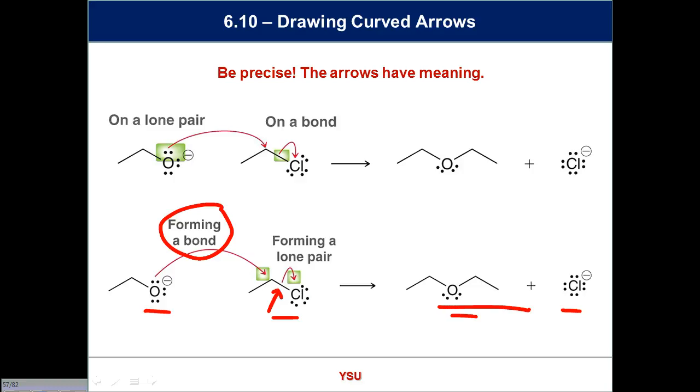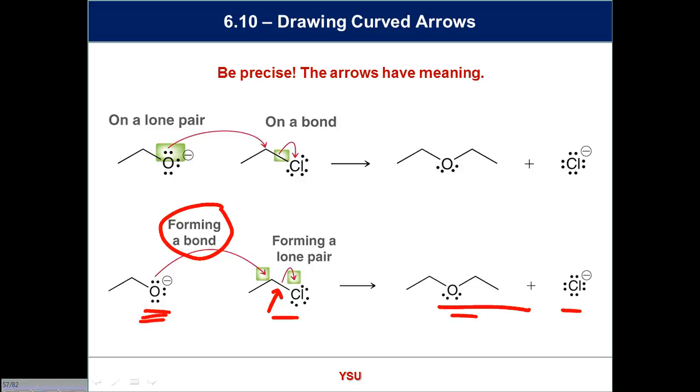Say again? Chlorine is larger than oxygen, which means what? It's better at handling a negative charge. So much of what we'll do here is based on that. Where do you want your negative charge to be? You know this is a very powerful reagent. You know it's a very powerful base, and now it's going to be a powerful nucleophile. It wants to share its charge and become neutral.